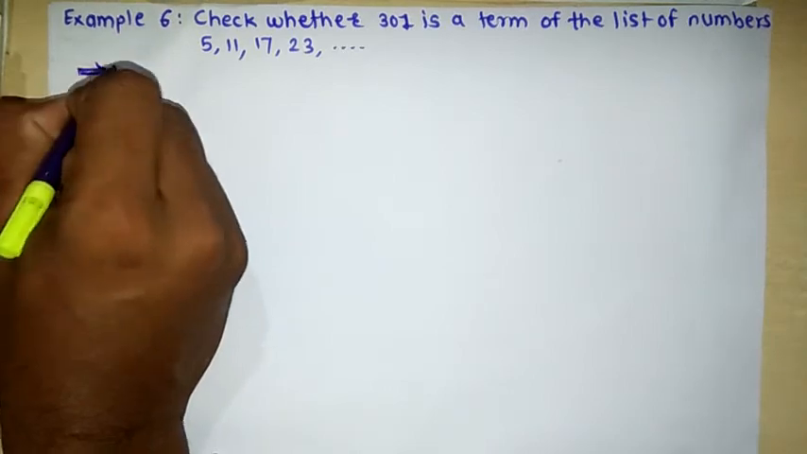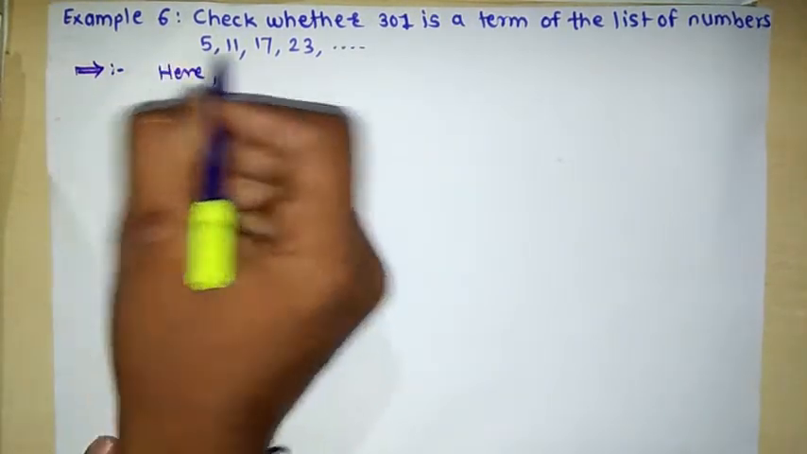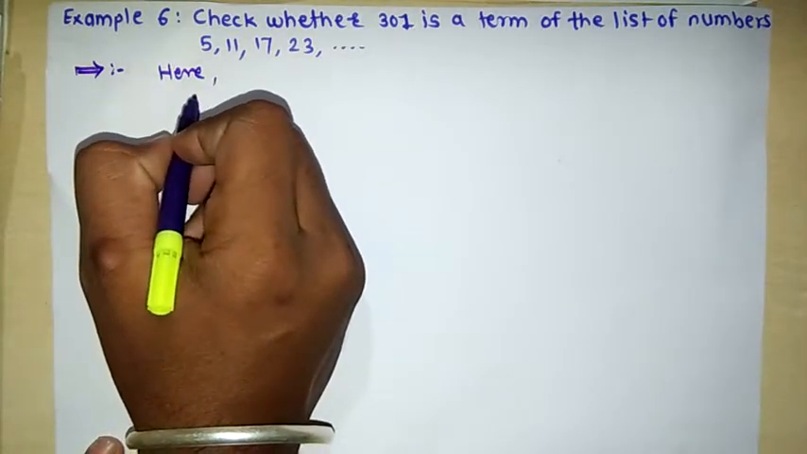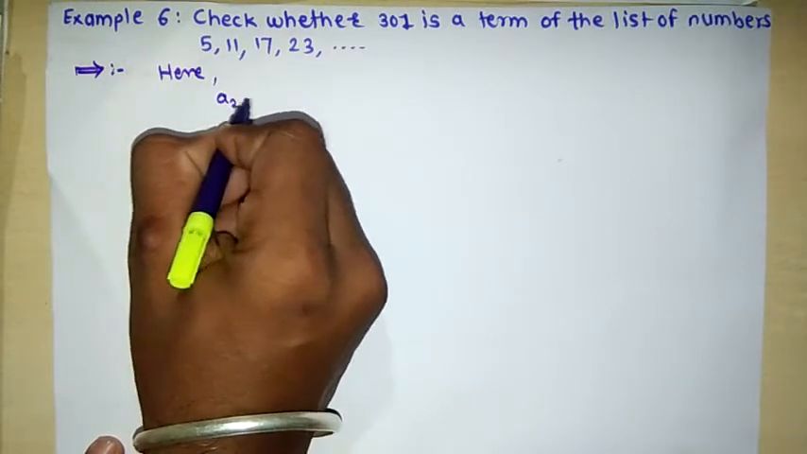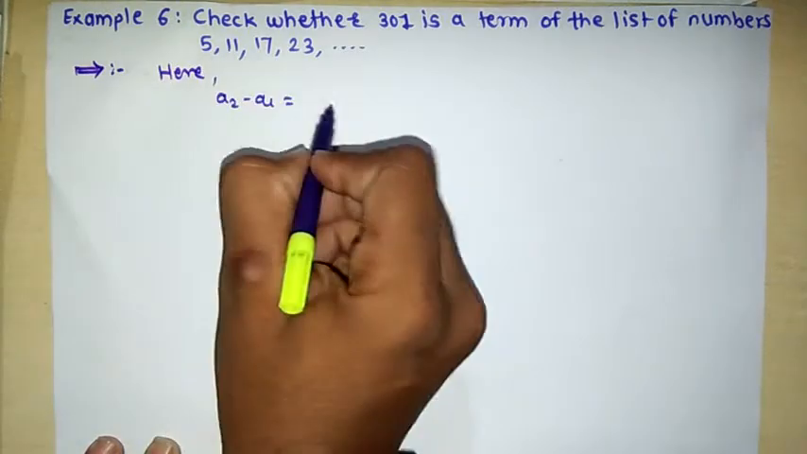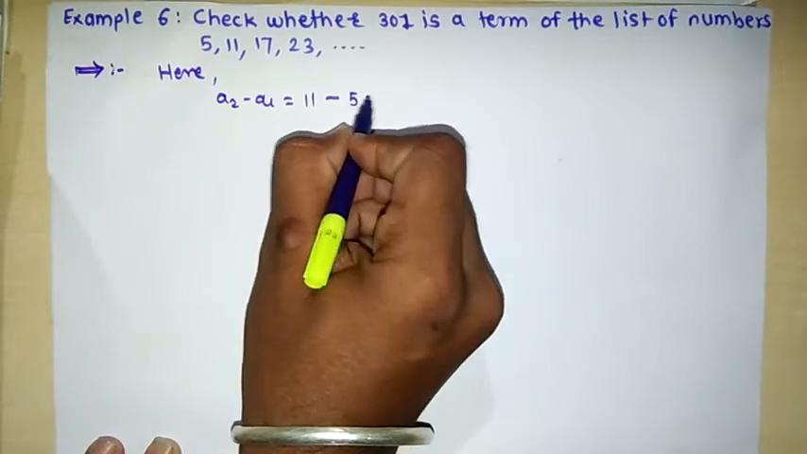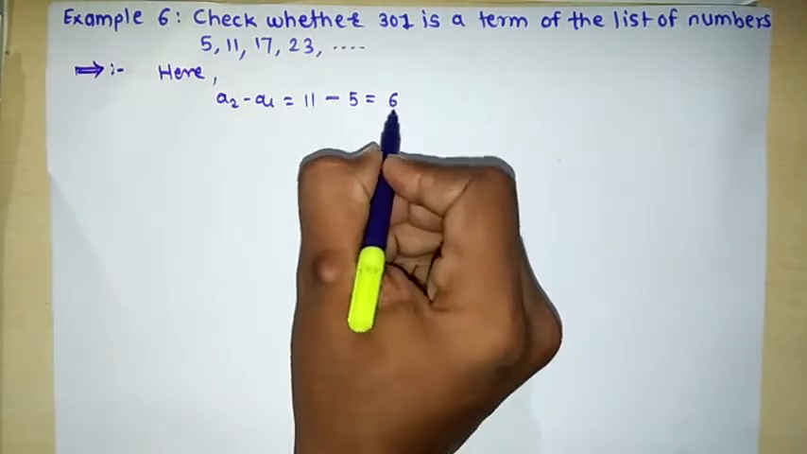Solution. Here the list of numbers are given. Now we have to check whether the list of numbers forms an AP or not. How we can check? We will calculate A2 minus A1, which is equal to how much? A2 is 11. Put here 11 minus 5, that is A1. 11 minus 5 is equal to how much? Which is equal to 6.